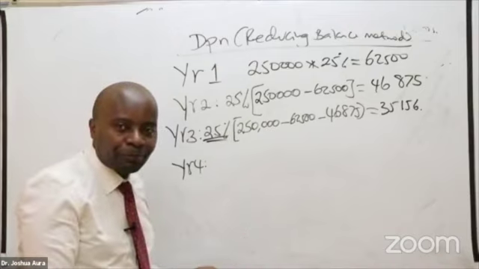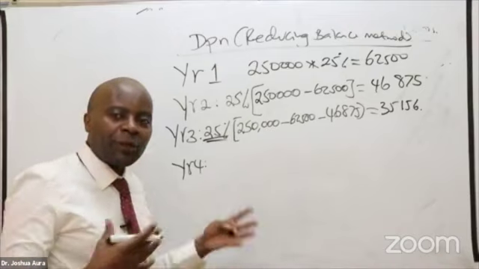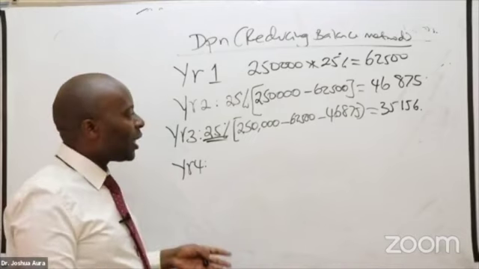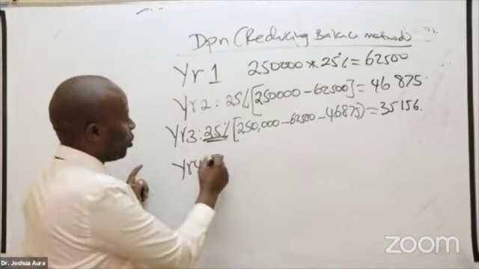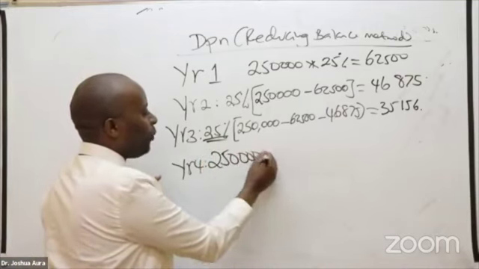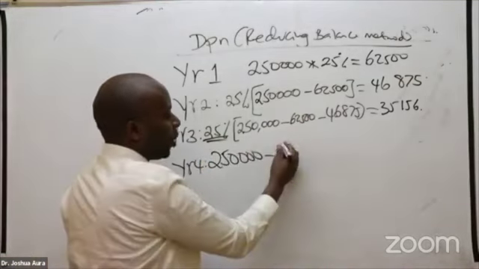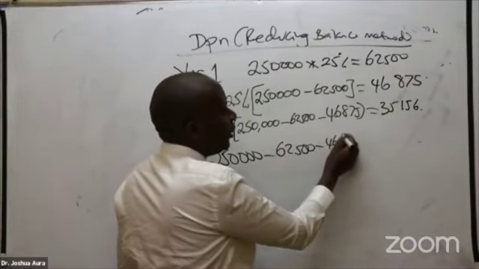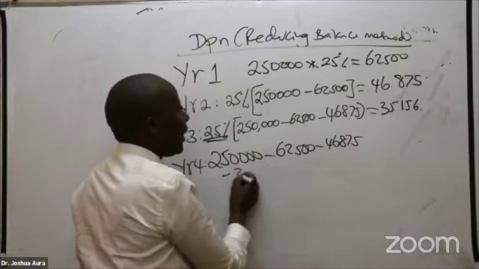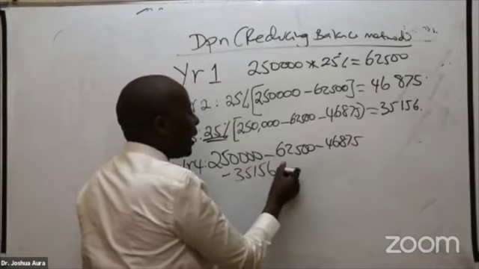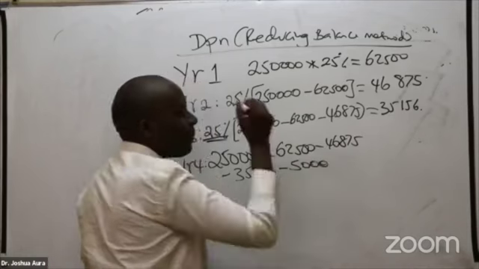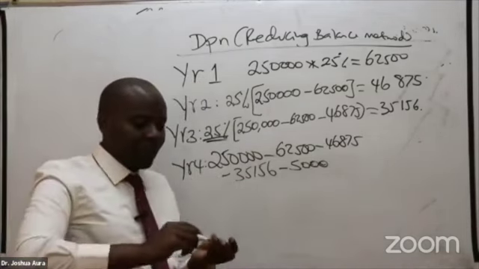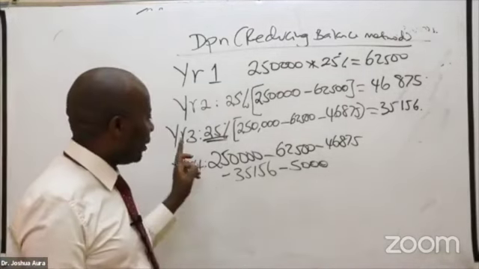If you can remember, for the last year we are supposed to ascertain the balancing charge. The balancing charge, what do you do? You take the initial cost of the project, 250,000, minus all the values it lost, minus 35,156. And then don't forget to subtract the scrap value. So don't apply the percentage here.